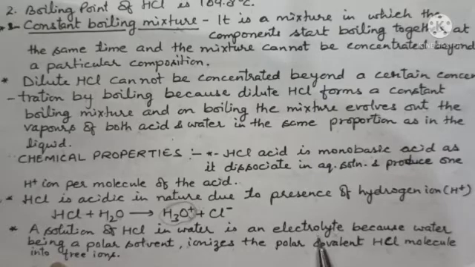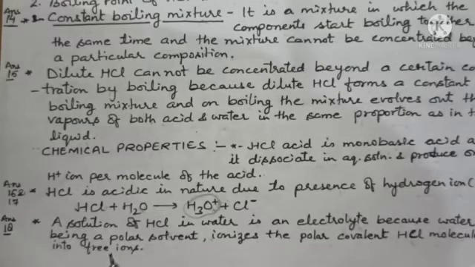What do you mean by electrolyte? The solution which conducts electricity in its aqueous state. And why is hydrochloric acid in water an electrolyte? Because water, being a polar solvent, ionizes the polar covalent HCl molecules into free ions. Hence, a solution of hydrogen chloride in water is acidic in nature, as well as a good electrolyte.